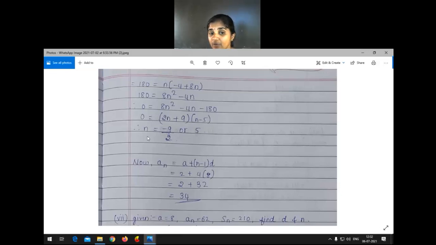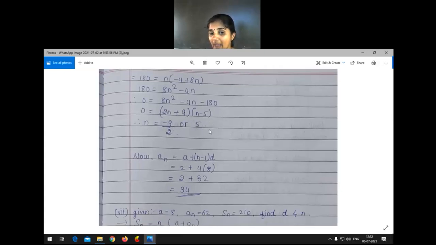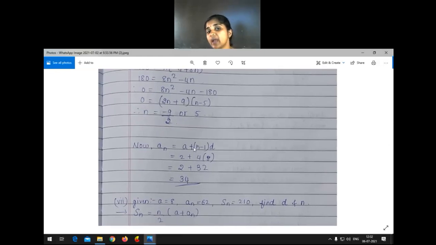Now the n value is minus 9 by 2 or 5. So we got two values, no? Now which value do we have to take here? We have to find an. an is equal to a plus n minus 1 into d. Yes, we have to take 5 here. n is equal to 5 we have to take, since it is the number of terms. Minus 9 by 2 is not valid.